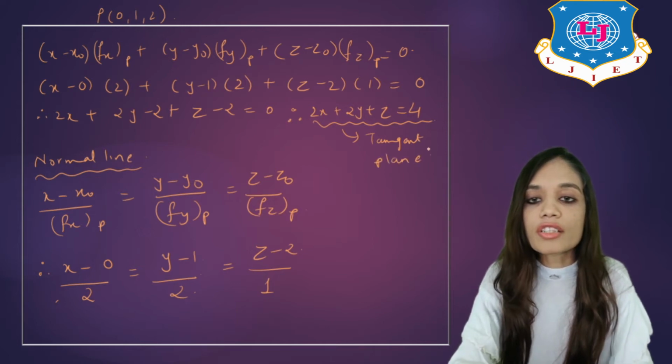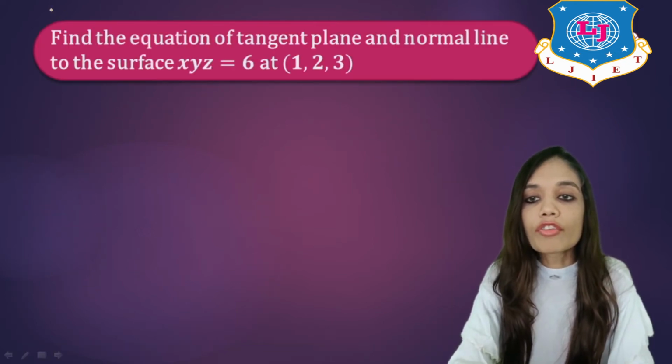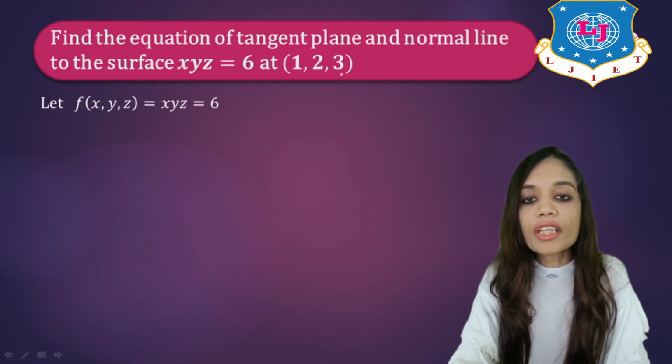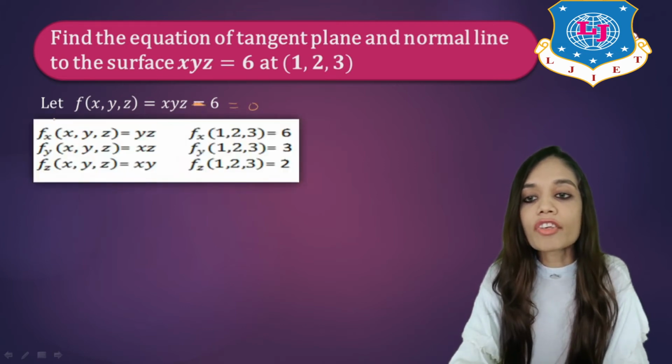Now let us check one more example. We have to find the equation of tangent plane and normal line to the surface xyz is equal to 6 at point (1, 2, 3). So let us begin with the solution. Let f of xyz is equal to xyz minus 6 equals 0. So let us find the derivatives. Therefore fx, fy, fz will be equal to yz, xz and xy.